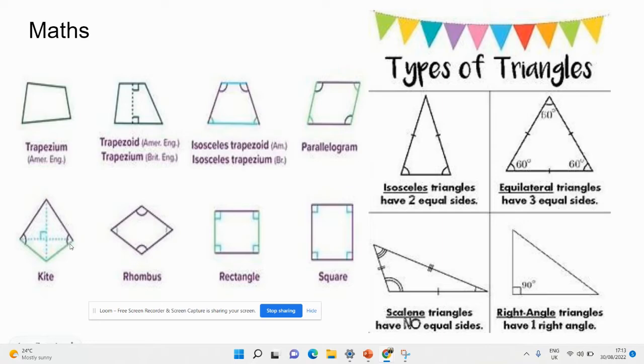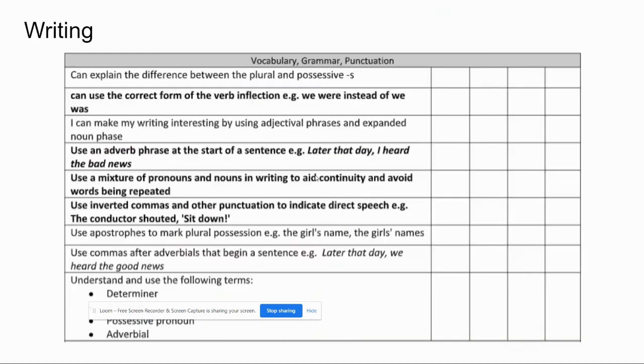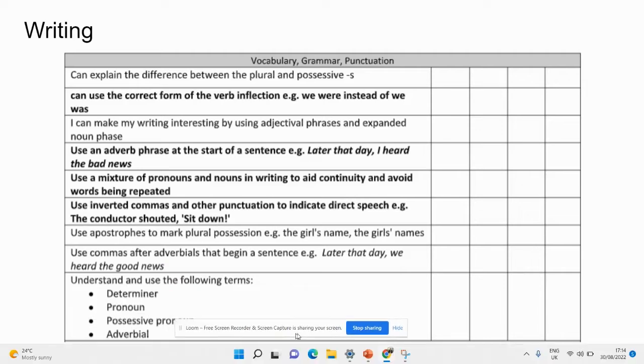A kite and a trapezium, which is normally seen like this, where we've got 1 set of parallel lines and we've got 2 angles that add up to 180. I'm not going to go into a huge amount of detail here, but just so you know, these are the quadrilaterals and types of triangles children will be taught in Year 4 and will need to know. Moving on then to writing.